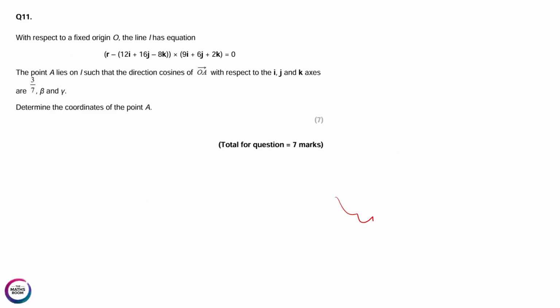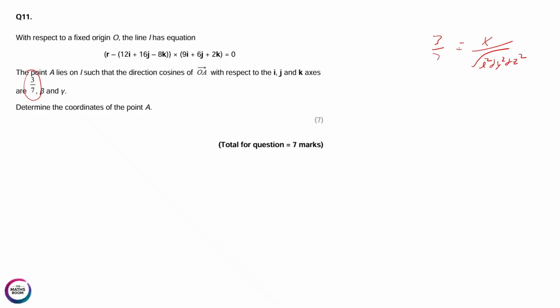Okay, let's move on to question 11. Okay, so direction cosines, guys. With respect to the fixed origin, they give the equation of a line. The point A lies on the line. That's important. Such that direction cosines are given there. Well, the first thing to say, guys, is this 3 over 7. So this is telling me 3 over 7 equals x over root x squared plus y squared plus z squared. That's the way it works.